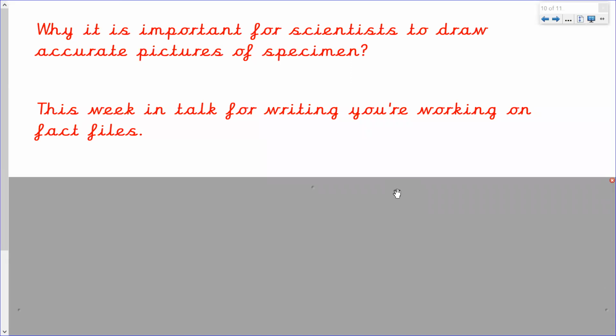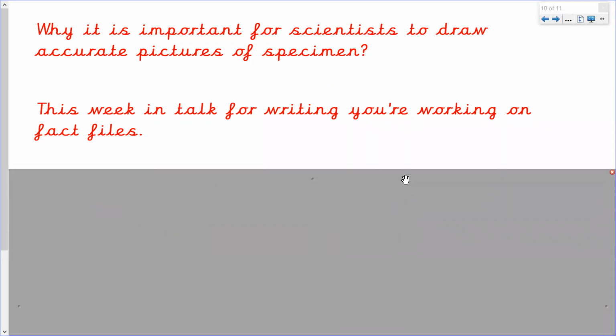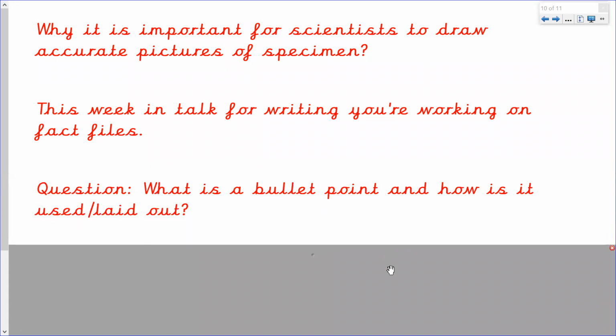Now, this week in Talk for Writing, you are working on fact files. Whilst you were working on fact files this week, you should have looked at headings, subheadings, bullet points, and semicolons. So a quick question. What is a bullet point and how is it used and laid out? Fantastic.